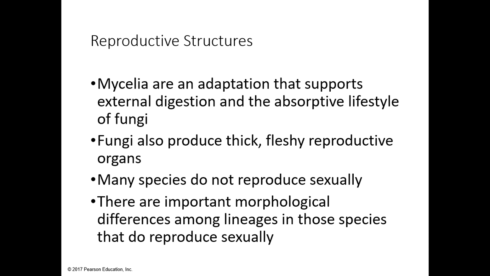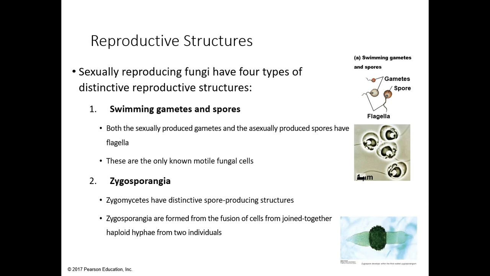There are important morphological differences among the lineages and species that reproduce sexually. So they've adapted to that, and we're going to see those differences here in a second. So let's look at some of those differences. Specifically, if we're talking about sexually reproducing fungi, the example that is given here first are chytrids, which are these here, and they produce swimming gametes and spores, these chytrid fungi.